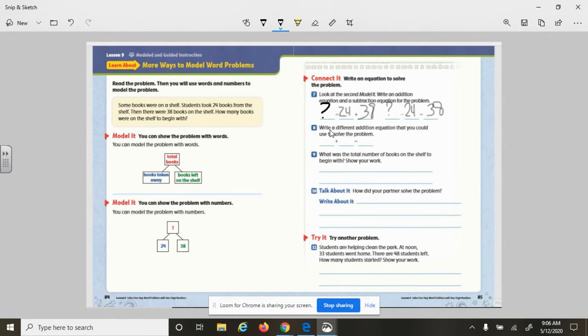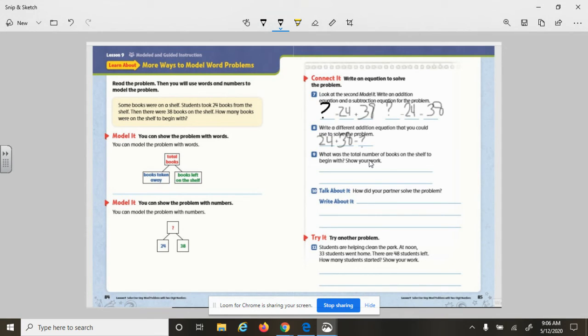Number 8 says write a different addition equation that you could use to solve the problem. Well, in this one, we have the sum first. Why don't we flip that around and say 24 plus 38 equals something. We've got our two add-ins, and we're going to have to put them together to get our sum. Okay, so what was the total number of books on the shelves to begin with? Show your work. We have 24 plus 38.